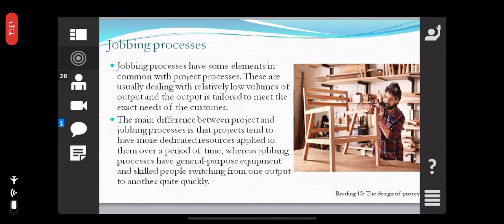The similarity between jobbing and project is that you have to meet the customer's needs exactly as the customer wants. When you order a chair to be made, that's jobbing, it isn't a project, like when you build a hospital, that's a project.